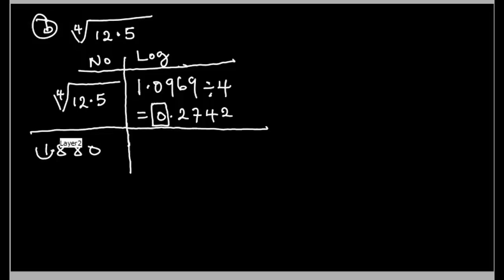So finally, my answer becomes 1.880, which, since 0 is at the end of the decimal, my final answer should be 1.88. Whenever 0 ends the decimal, it's good to take it away. So I have my antilog. This is my antilog: 1.88.